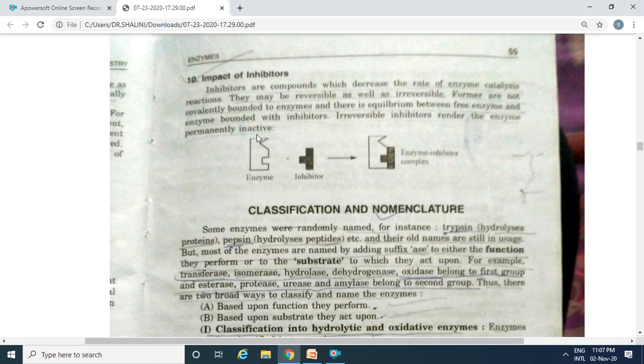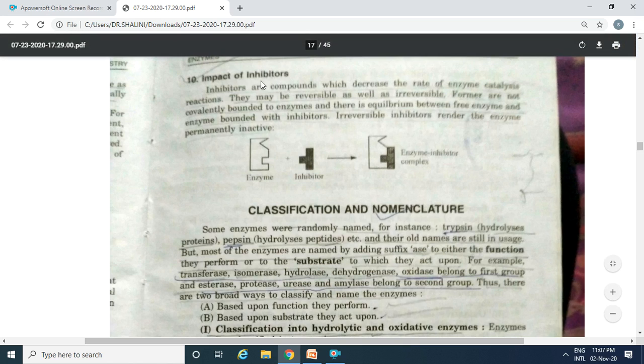The 10th factor is the impact of inhibitors. Inhibitors also influence the specificity of the enzymes. Inhibitors are the compounds which decrease the rate of enzyme catalyzed reactions. They may be reversible as well as irreversible. Reversible inhibitors are non-covalently bound to the enzymes, and there is equilibrium between free enzymes and the enzymes bound with inhibitors. Irreversible inhibitors render the enzyme permanently inactive.